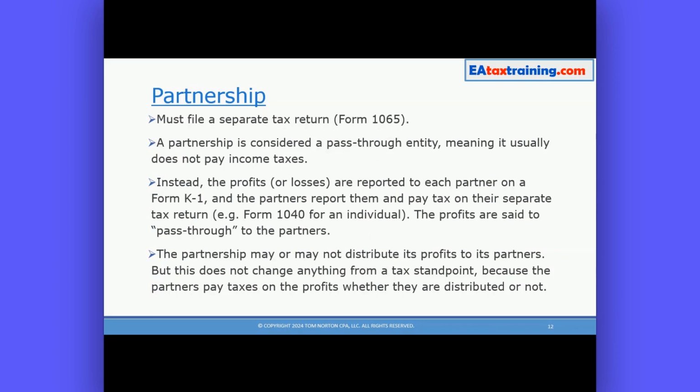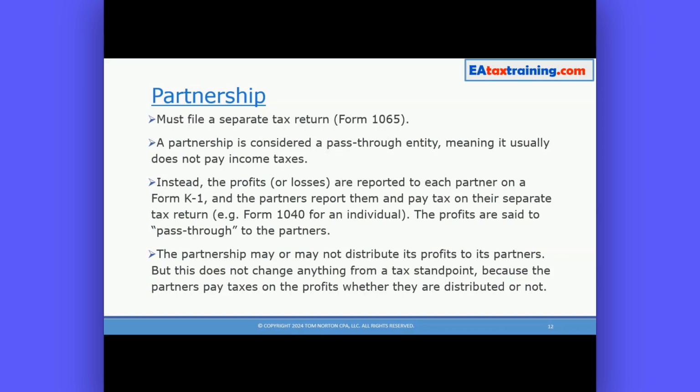So they pass from the partnership, who doesn't pay income tax, down to the partners, who then do pay income tax. The partnership may or may not distribute its profits to the partners. In other words, it's up to the partnership and up to the partners whether or not they actually distribute any money out to the partners. But this doesn't actually change anything from a tax standpoint, because the partners have to pay taxes on the profits whether they are distributed or not.